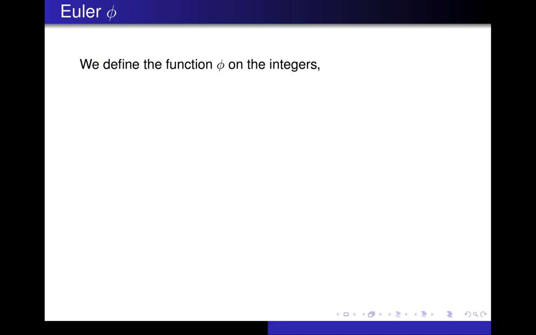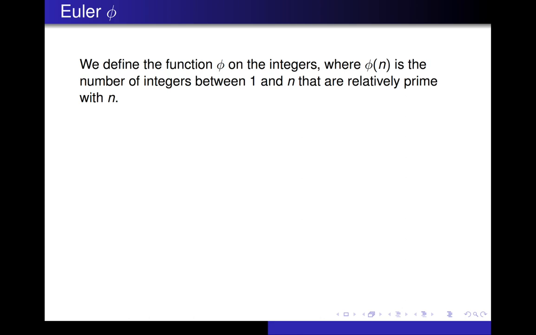So the Euler Phi is a function on the integers, which means the integers are inputs to phi. And the output of phi of n, where n is an integer, is the number of integers between 1 and n that are relatively prime with n. So if you imagine all the integers that are relatively prime with n and just count how many those are, that's exactly what phi of n is. So it tells us how many.